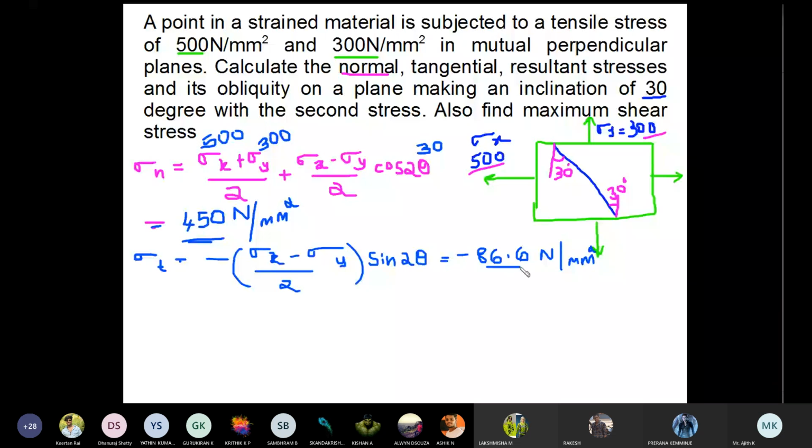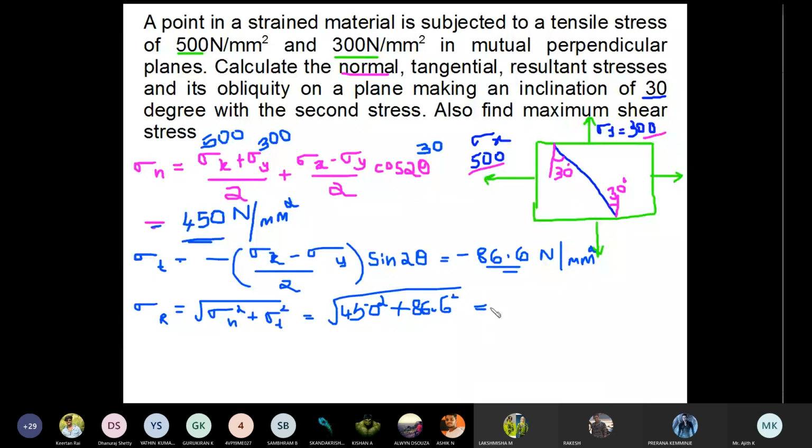So using this sigma n and sigma t, calculate the resultant stress. Sigma r, the resultant, is given by square root of sigma n square plus sigma t square. So square root of 450 square plus 86.6 square. You will get the answer 458.26 Newton per mm square.